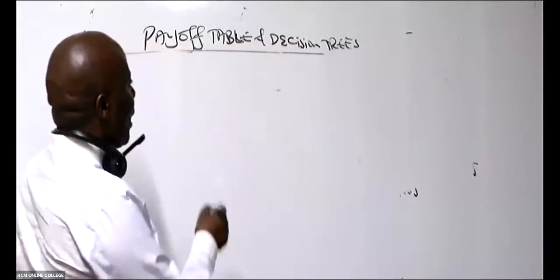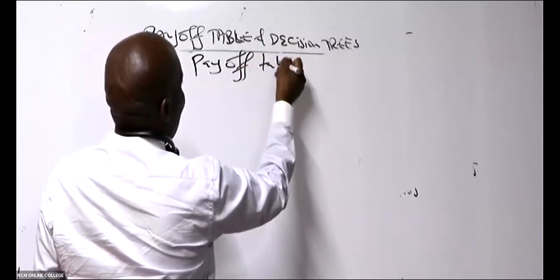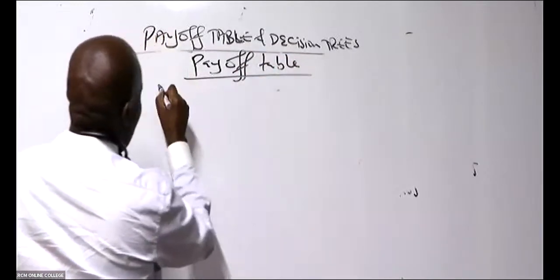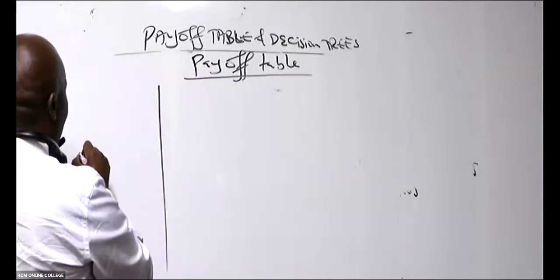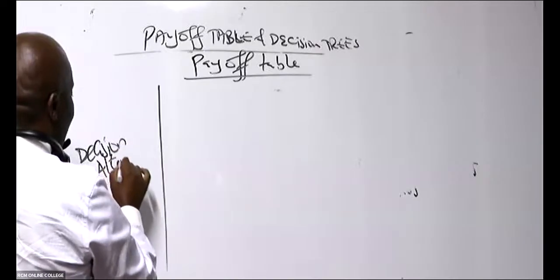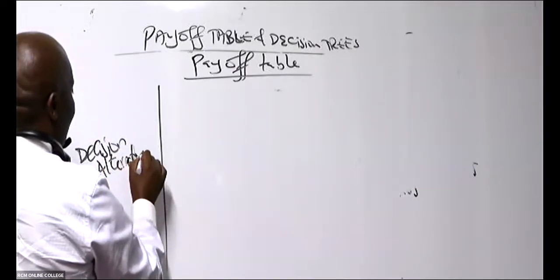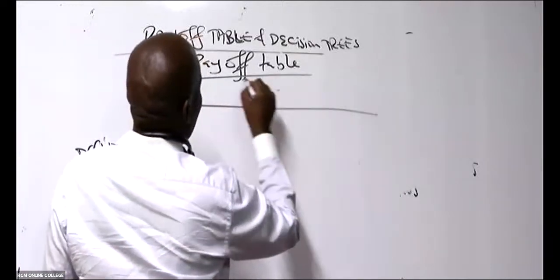So this is how our payoff table looks like. So payoff table. So we have Yu Limited, and we have alternatives, decision alternatives here. And then we have our states of nature here.